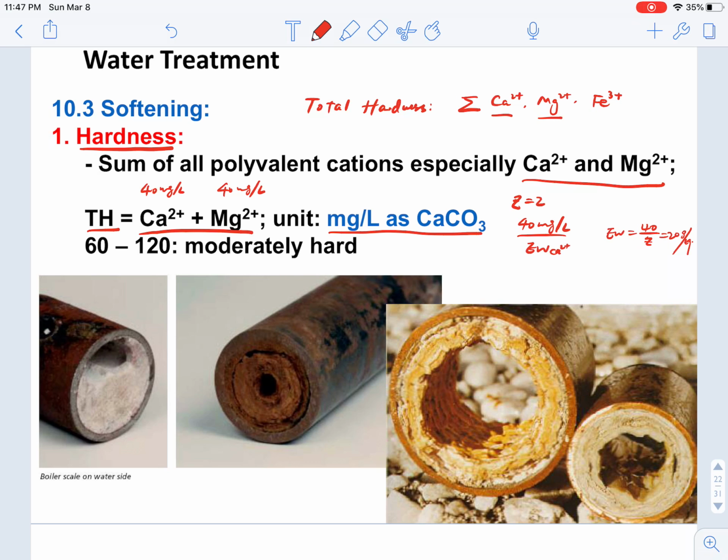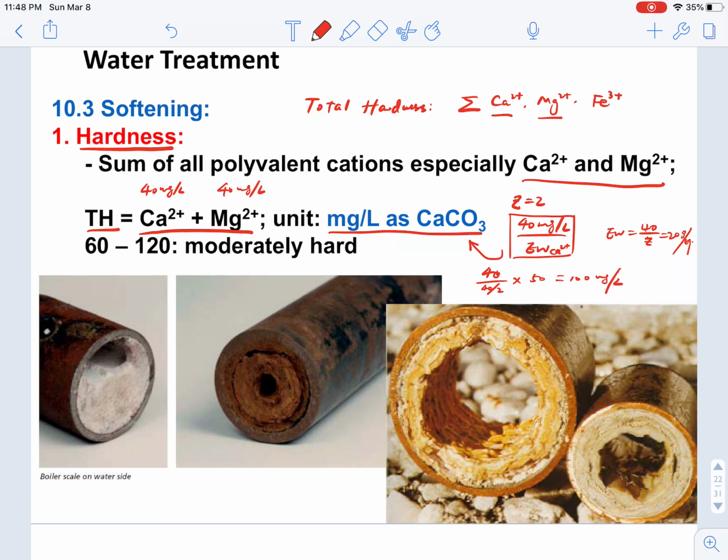right? And then we can calculate first what is the equivalent concentration, and then we can convert it back into the equivalent mass concentration of the calcium carbonate, right? So the way we do that is we can divide 40 by 2, right? That is 20. And then we'll multiply that by the equivalent weight of calcium carbonate, which is 50, right? So this is going to give us 100 milligram per liter as calcium carbonate.